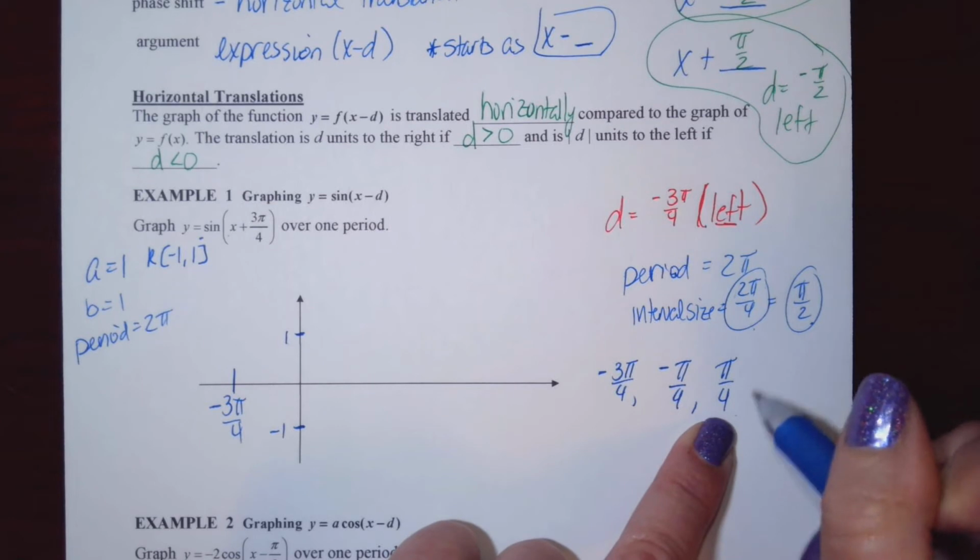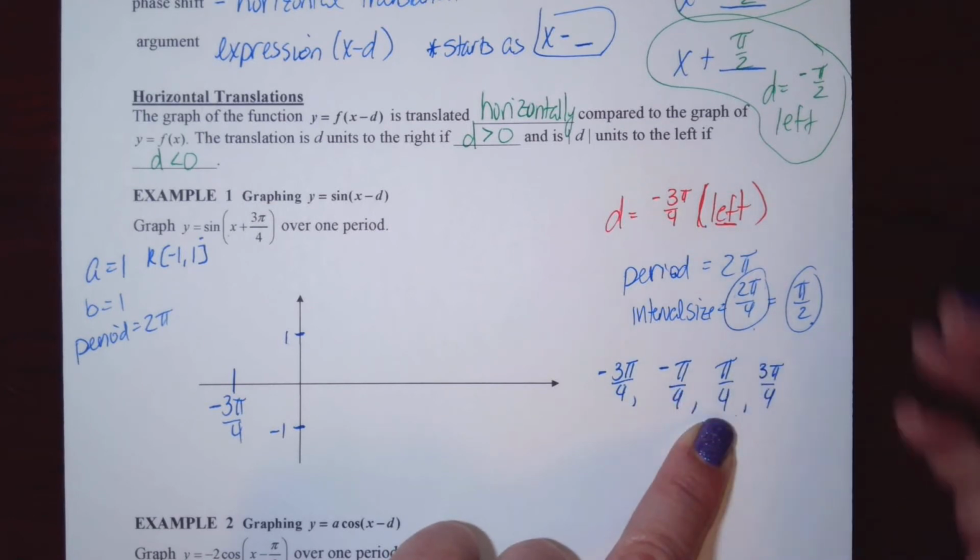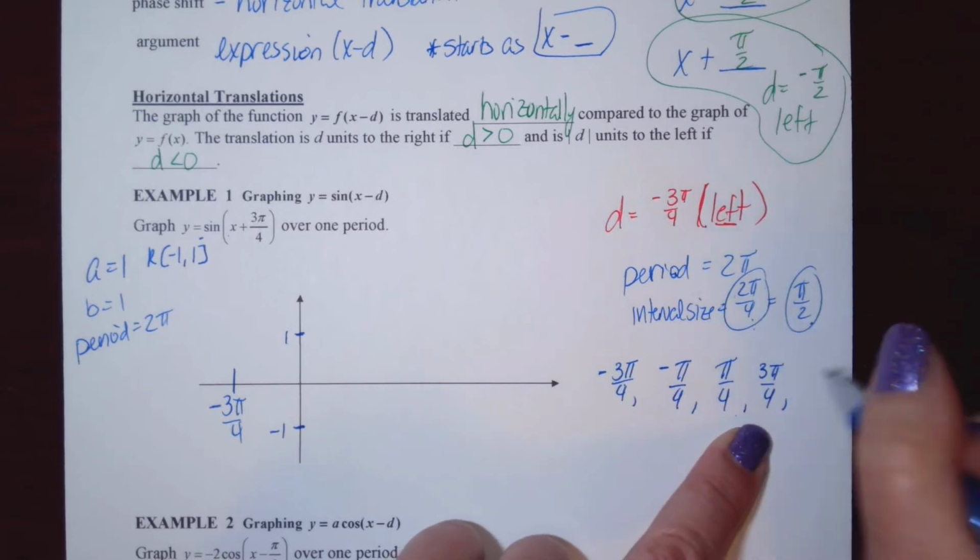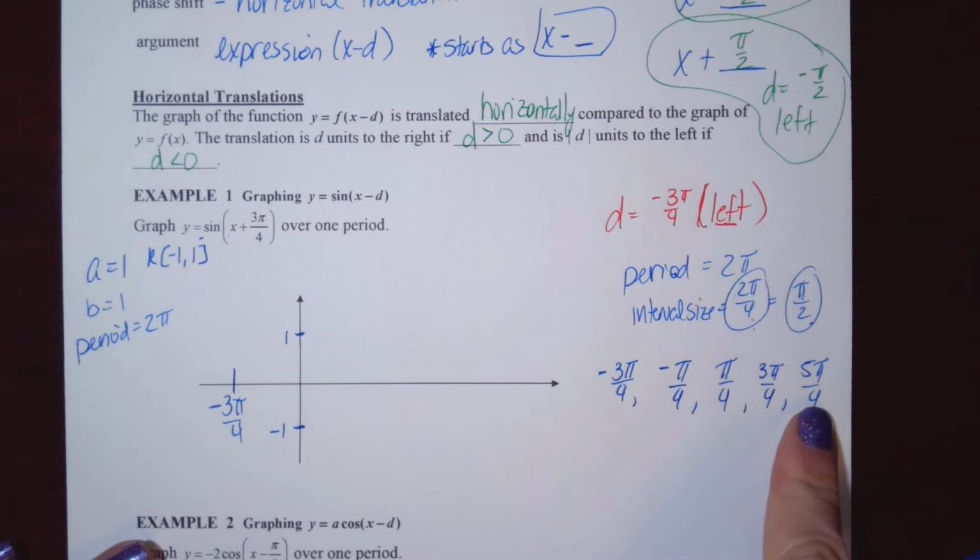Plus 2 pi fourths puts me at 3 pi fourths. That's 4 points. I need to go one more. Plus my interval size, 2 pi fourths, puts me at 5 pi fourths. These are my 5 major points. 1, 2, 3, 4, 5.